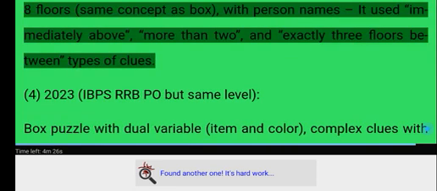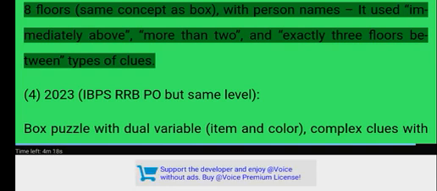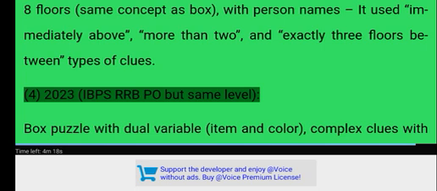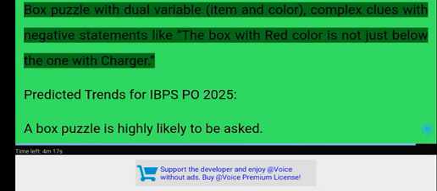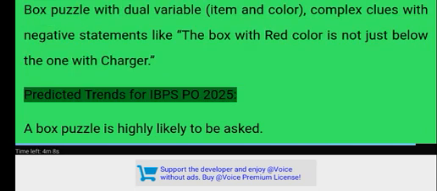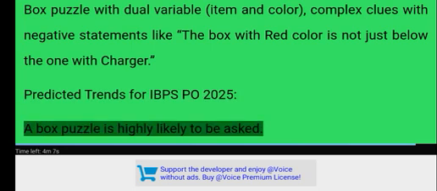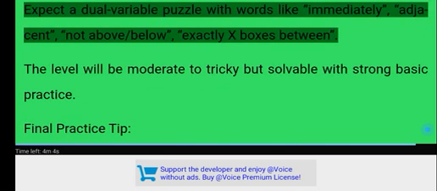3. 2019: 8 floors, same concept as box with person names. It used immediately above, more than 2, and exactly 3 floors between types of clues. 4. 2023 IBPS RRB PO, but same level: box puzzle with dual variable, item and color, complex clues with negative statements like, the box with red color is not just below the one with charger. Predicted trends for IBPS PO 2025: a box puzzle is highly likely to be asked.